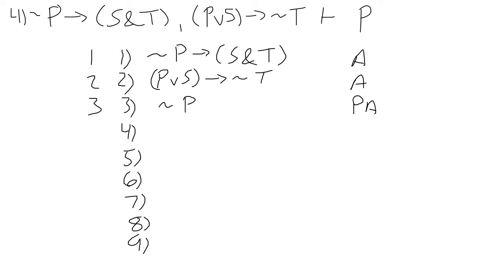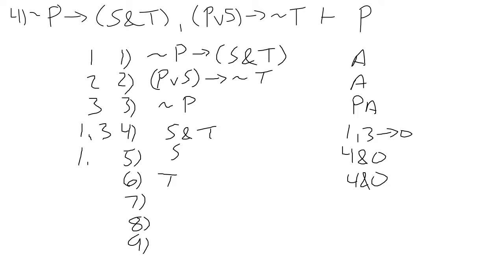So we can toss the tilde P into our line 1 to get S and T. That's going to be 1 and 3, arrow out, 1 and 3. We can separate these two out from 4, ampersand out. Now, what else can we do? Well, we still haven't gotten our second conditional out, so we should try to build for it. And we can. We've got the S in 5, so we can do P or S from 5, wedge in.